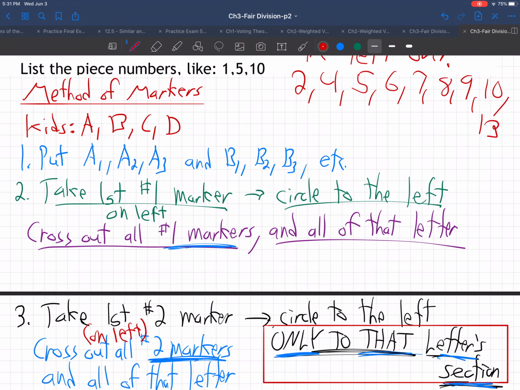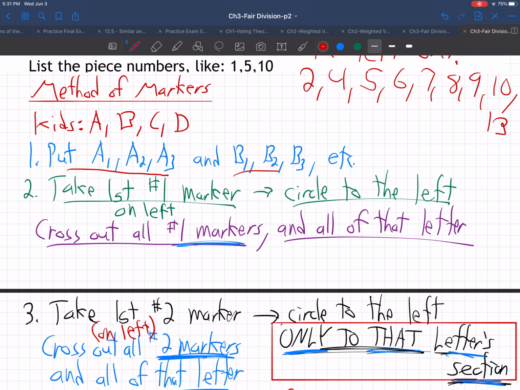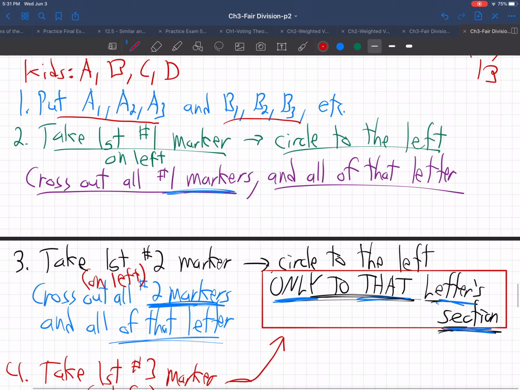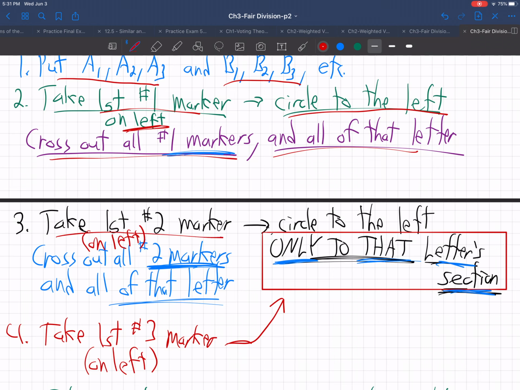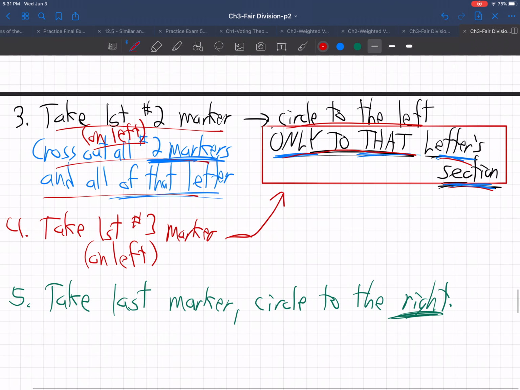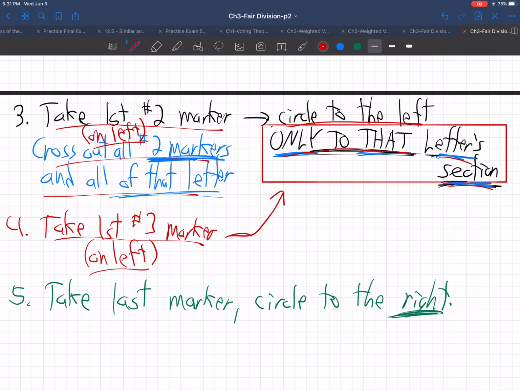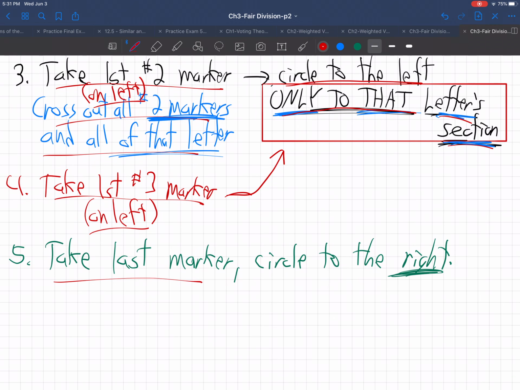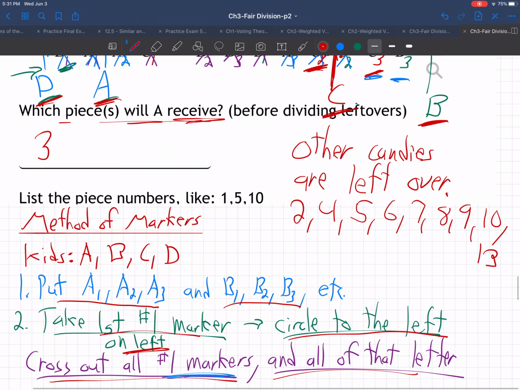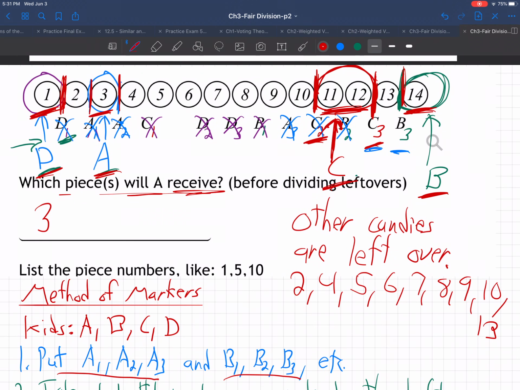Again, here's the steps. You put the numbers, the 1, 2, 3, on the letters. You take the first number 1 marker on the left, and you circle to the left. Cross out all the number 1 markers and all that letter. Then you take the first number 2 marker on the left and circle to the left only to that letter section. Cross out all the number 2 markers and all of that letter. Take the first number 3 marker on the left, do the same thing. Last step, take the last marker, circle to the right. And there's a bunch that are left over when we're done with this. There we go. That's the method of markers.